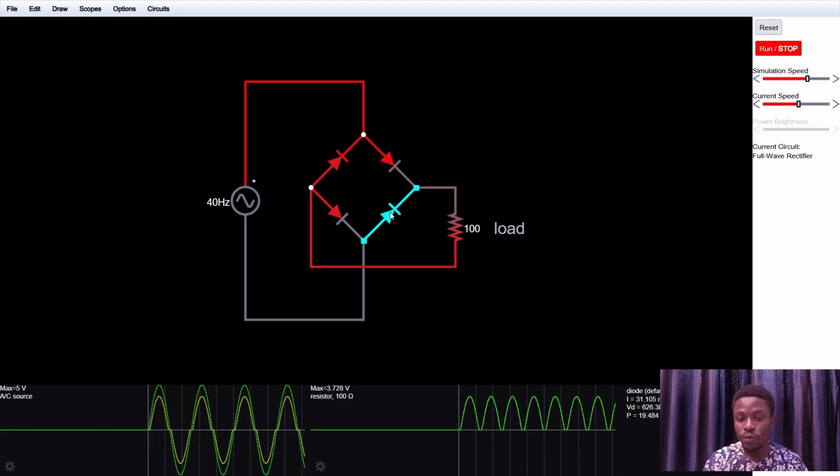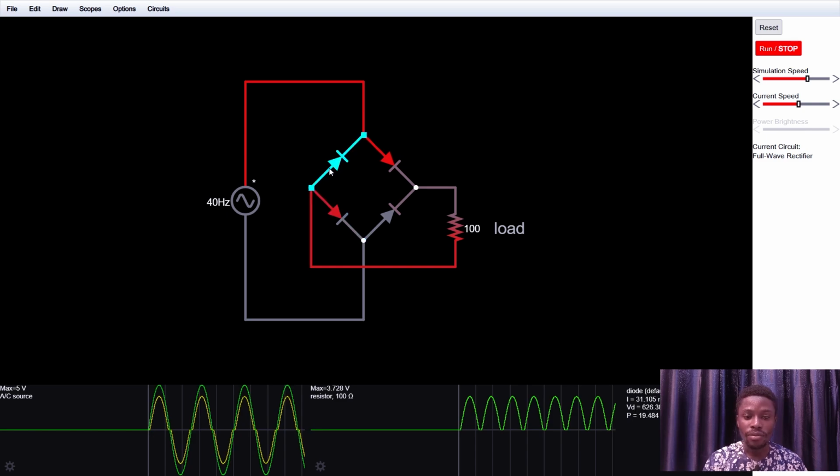When it gets here, it won't flow back here. Do you get? It's a reverse bias diode. So it will flow through this resistor or through this load, then go back like this and gets here. Now, when it gets here, what direction do you think the current will flow through? Is it here or is it here? All right, it's going to flow through here.